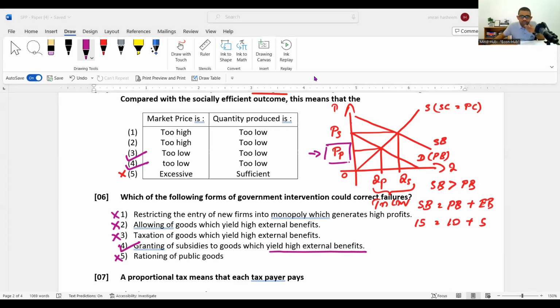Why 2 is wrong? Okay. Because when we say allowing of goods which yield external benefits, what is the meaning you get? Allowing meaning up to that point it was not allowed. It was not permitted. The government hasn't banned the market from producing goods with external benefits. Market doesn't recognize the external benefit and therefore produces less. Okay.